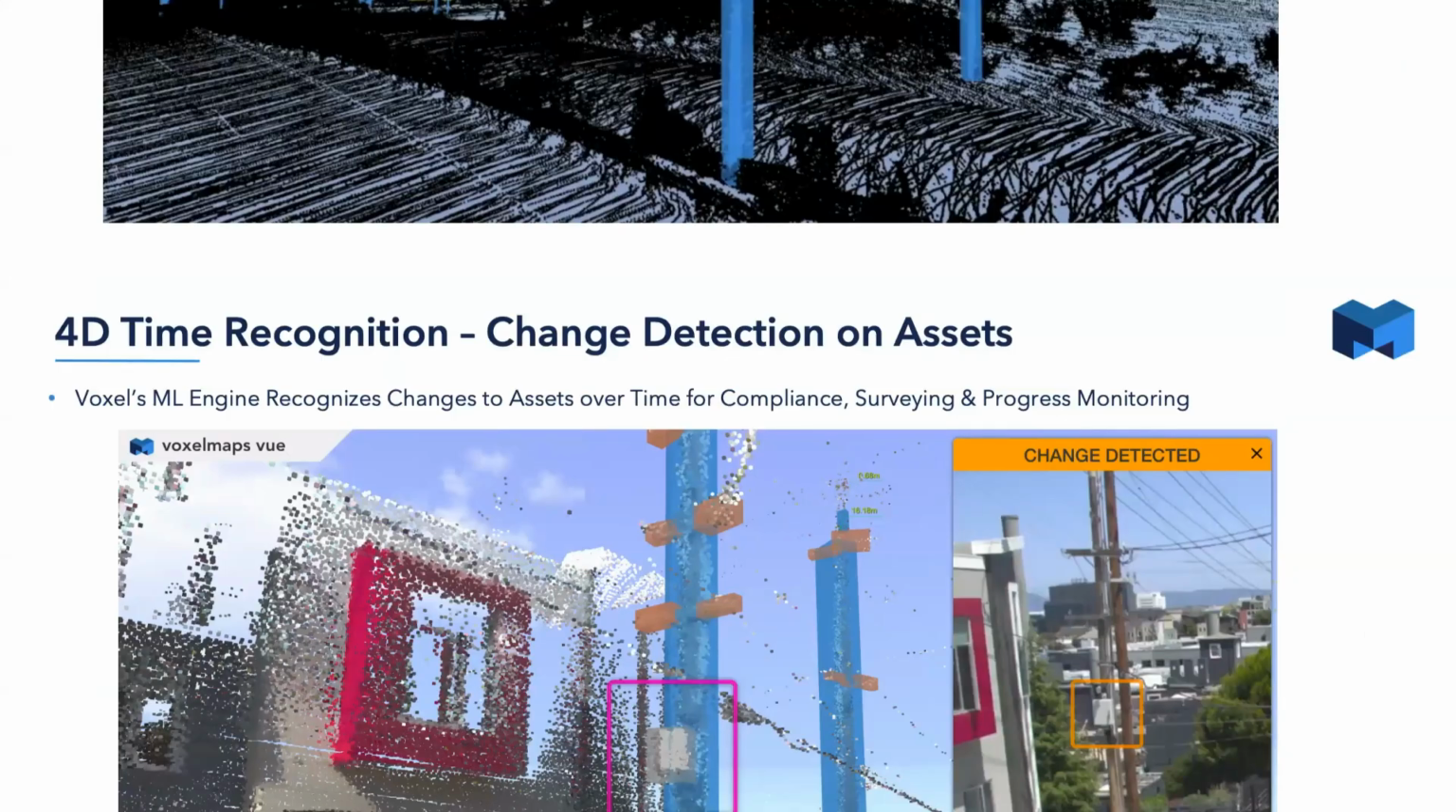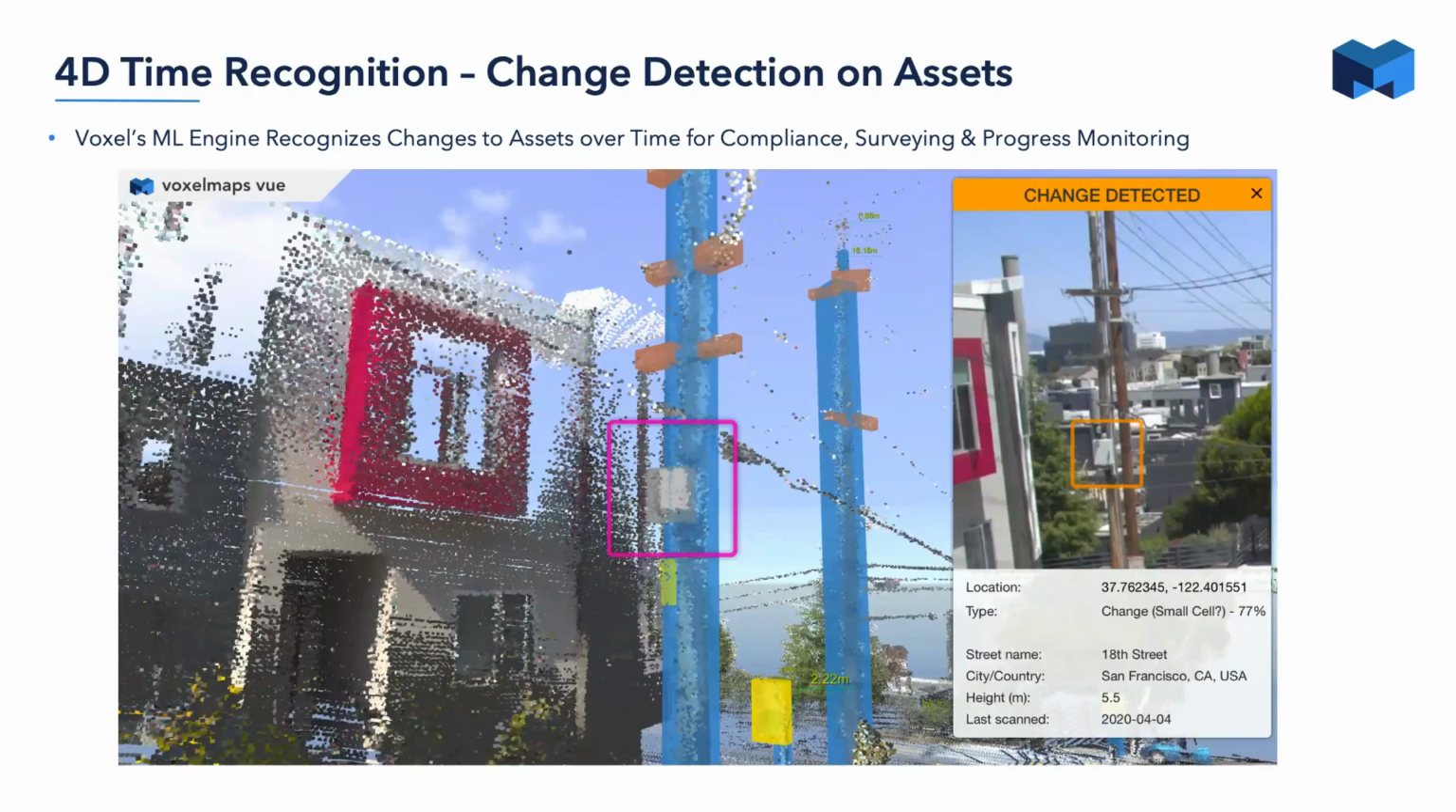So now talking about the fourth dimension, and this is a pretty interesting area as well. So as I said, the machine learning doesn't just work on the recognition of the object itself. It starts to look at how the object has changed over time. And this is just an example. So we have a pole here, which has been mapped before, and then there's a new object that's appeared on the pole. And so it's recognized that as a change.